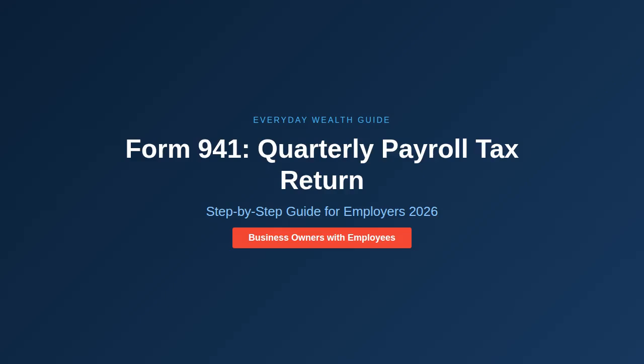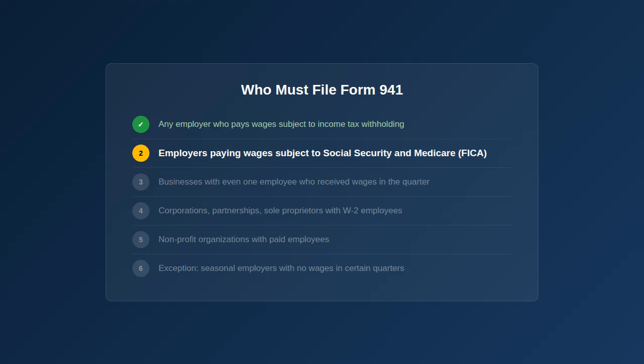If your business has employees, the IRS requires you to file Form 941 every single quarter of the year. Miss a deadline or deposit your payroll taxes late and the penalties start immediately. Today we're walking through Form 941 step by step for 2026 so you know exactly what to report and when.